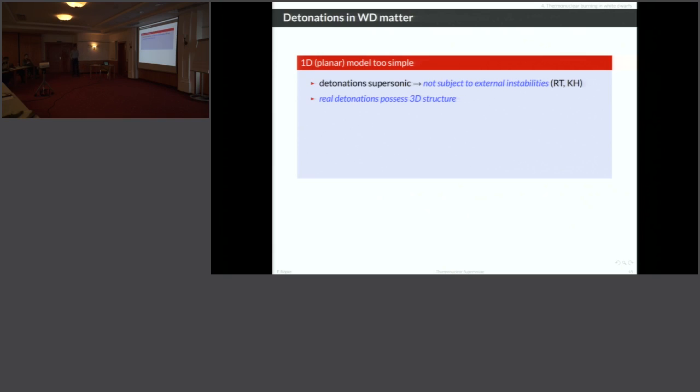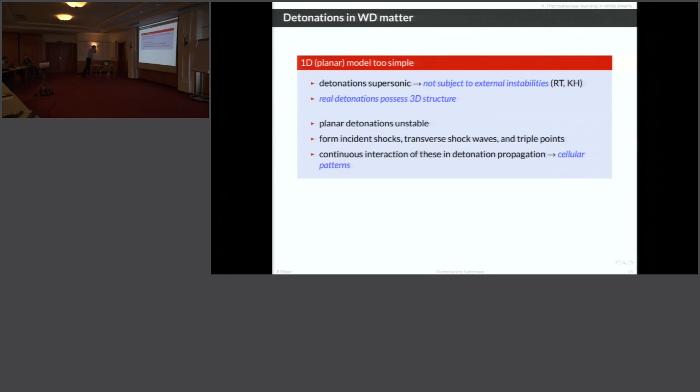Okay, again, what about the multi-D picture? Well, detonations are supersonic, so you would not expect them to be subject to external instabilities such as Rayleigh-Taylor or Kelvin-Helmholtz instabilities. However, real detonations still possess a multi-dimensional, three-dimensional structure. The reason for this is that planar detonations are unstable. They form a number of features: incident shocks, transverse shock waves, and triple points. And the continuous interaction of these features in the detonation propagation in the end leads to a cellular pattern of a detonation.